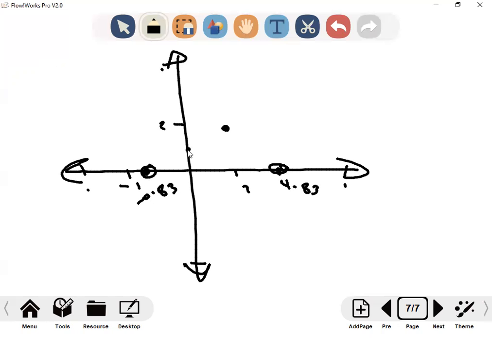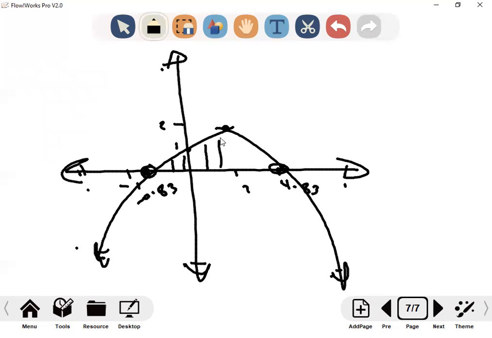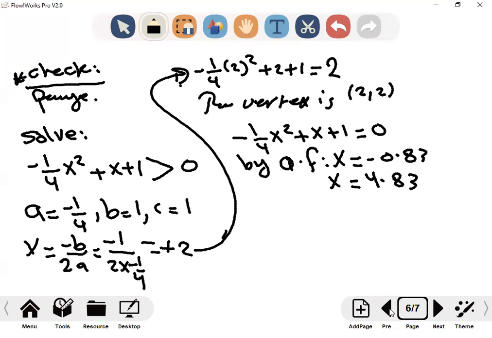And the y-intercept is what? 1. So the function opens downward, right? Because A is negative. So go back: where is this part? Negative. This part negative, and this part negative. But this part gives me positive. The function wanted what? Positive, the function. The inequality wanted to be what? Positive, exactly.